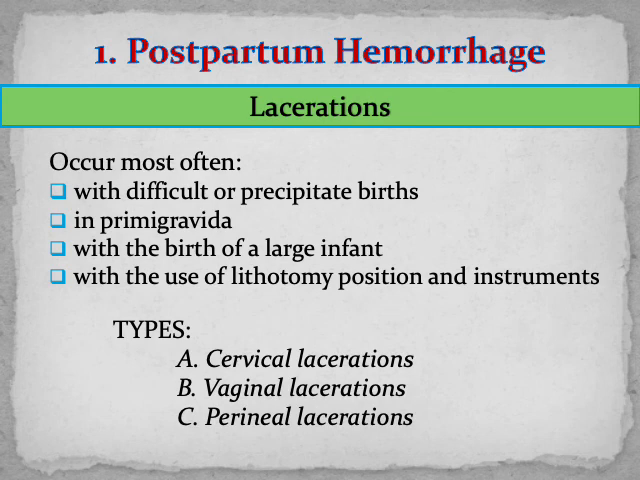Next is laceration. Lacerations are tears of the birth canal. It occur most often because there's a difficult or precipitate birth in primigravida, with the birth of a large infant, or with the use of lithotomy position and instruments for delivery. There are 3 usual types of laceration: cervical laceration, vaginal laceration, and perineal laceration. So let us discuss them one by one.